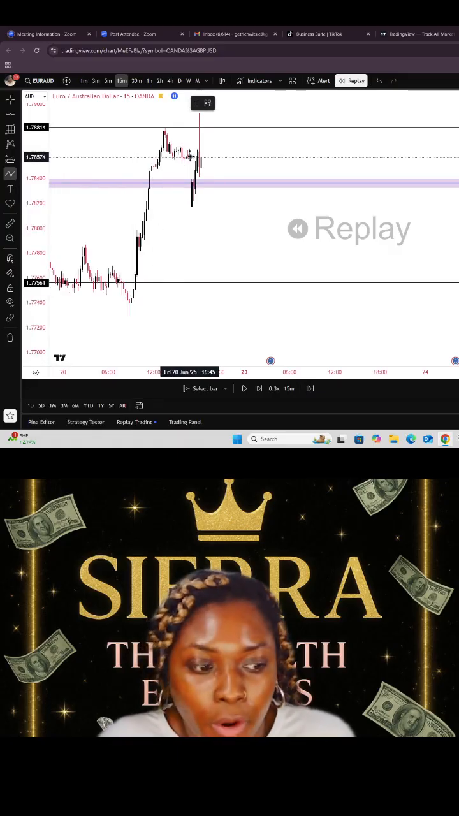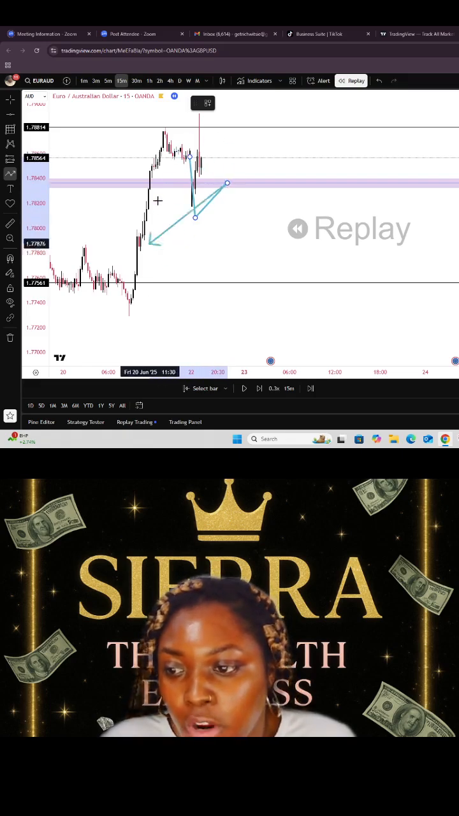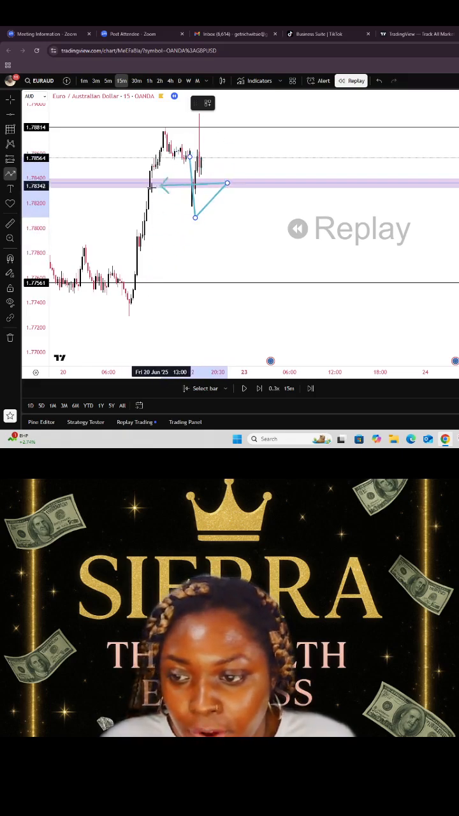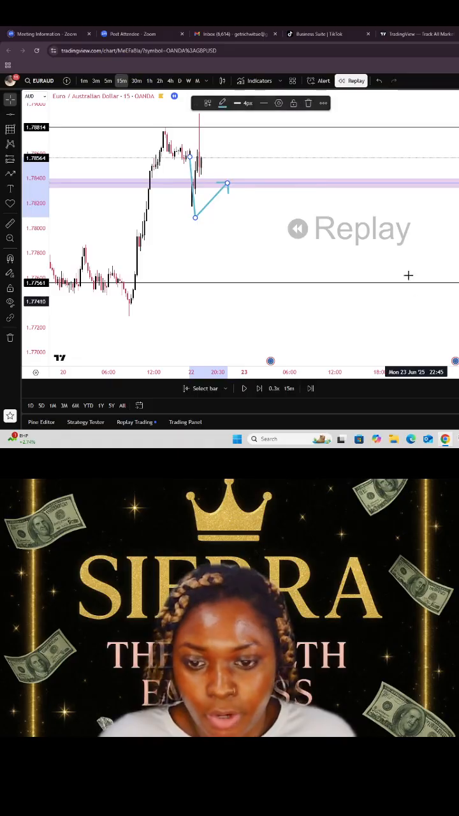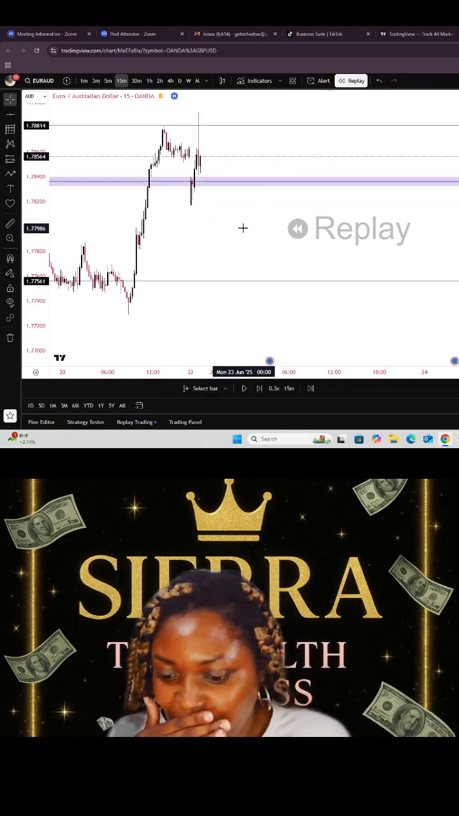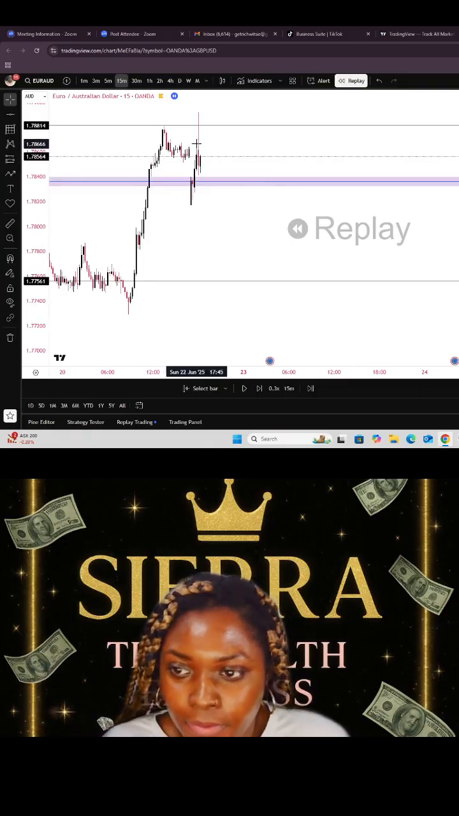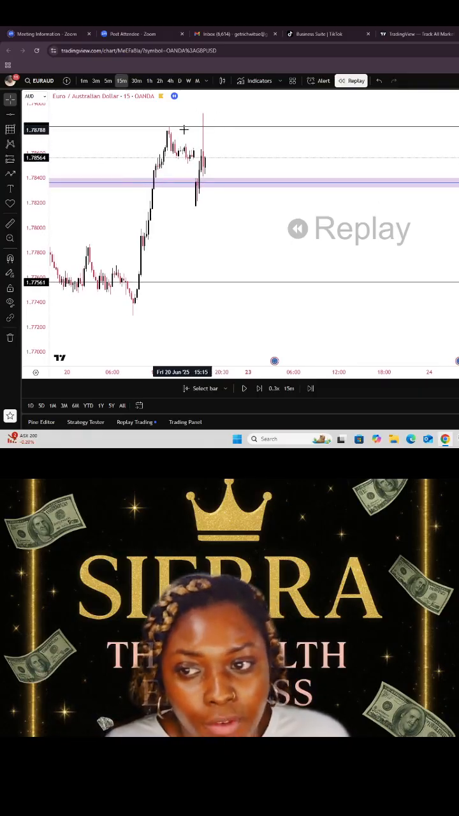Remember, we were looking for a break of structure and then a pullback. Since I don't have a structure area in here, I do have a fair value gap that I can wait to allow price to close underneath and then come back and retest it, unless price creates us a structure point throughout the week. So we're going to keep letting it play. But right now we have our first confluence. Price came out of this high area.